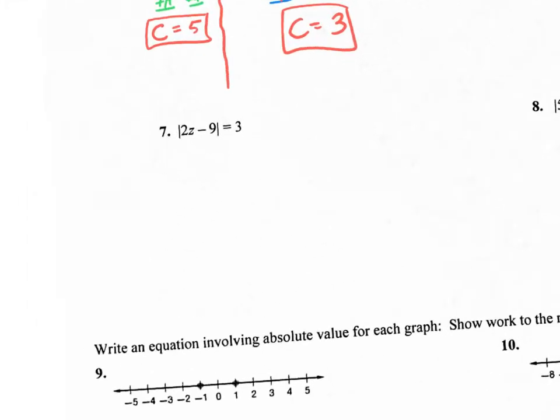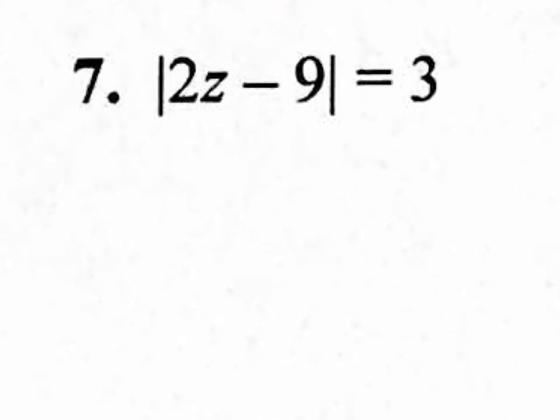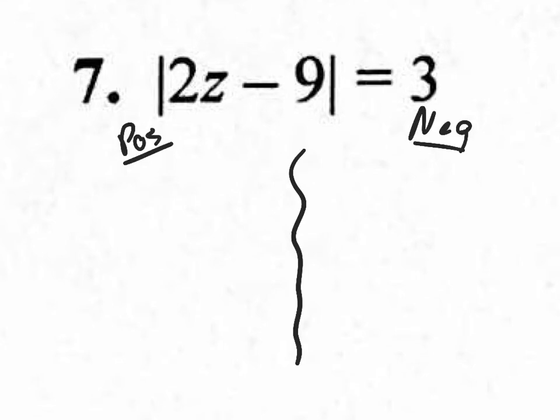Let's jump to number 7. Again, doing the odd ones on this video, I'll do the even ones on the other video. So again, on number 7, let's set up the positive and negative situation. And the positive situation, how do we write it? Exactly the same without the lines, right?